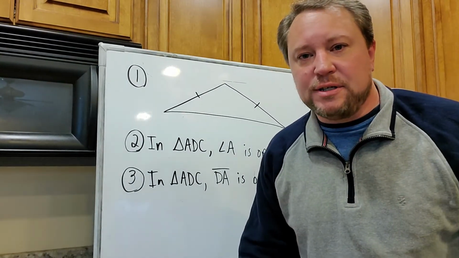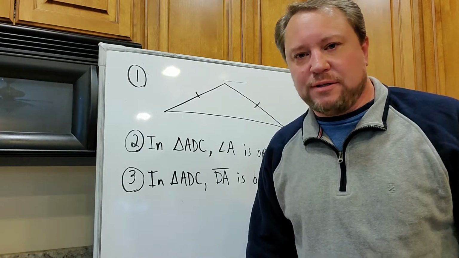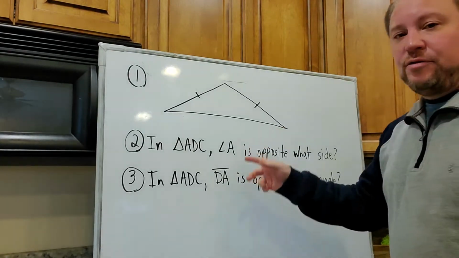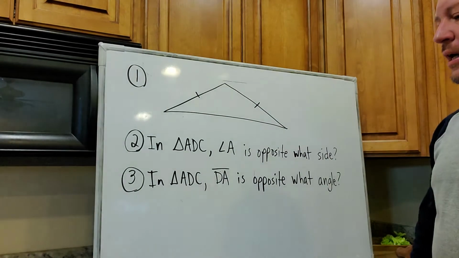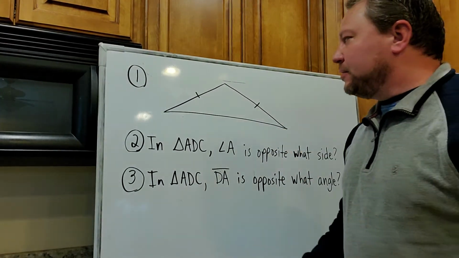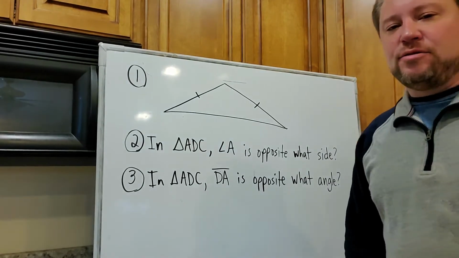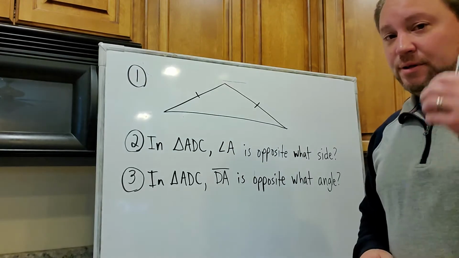This video is to show you the answers to the Chapter 4 review worksheet. So if you look up here on my board, I've got the first few problems up here already. On problem number 1, they have a picture of a triangle that's similar to what I have up here, and they want you to classify the triangle by both its sides and its angles.